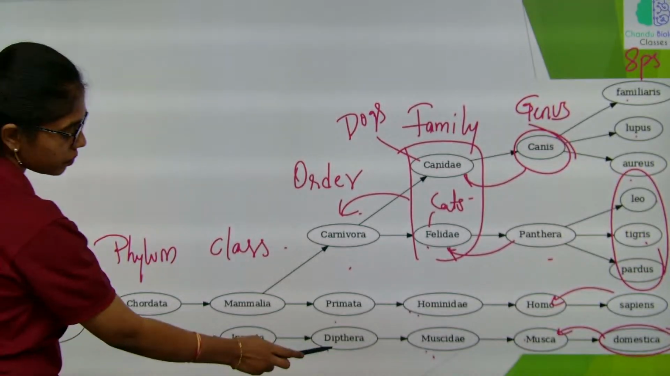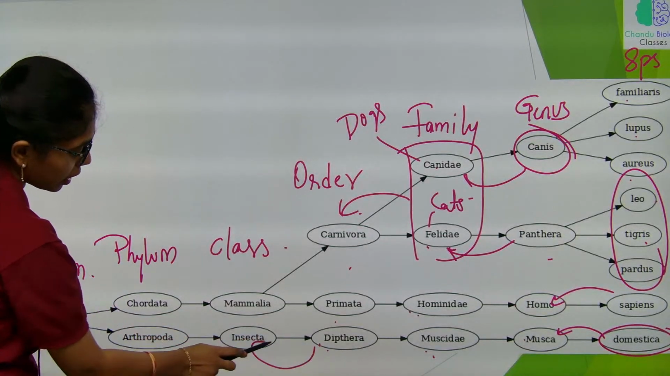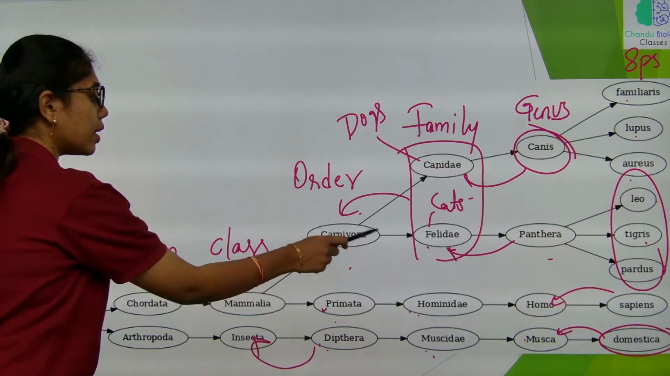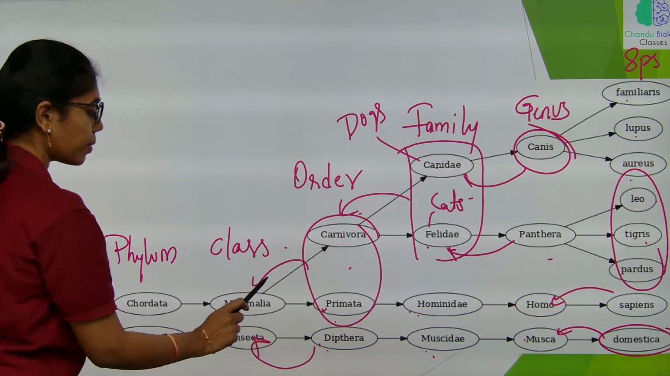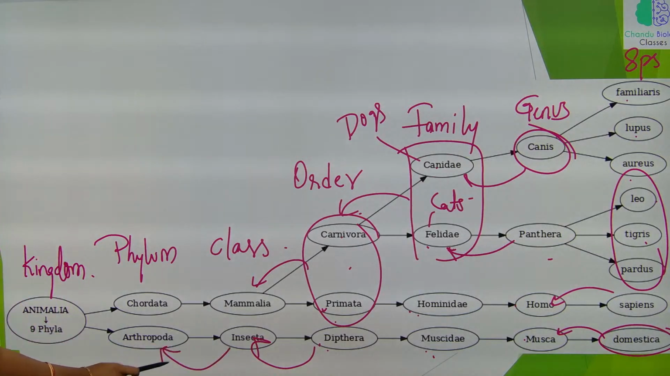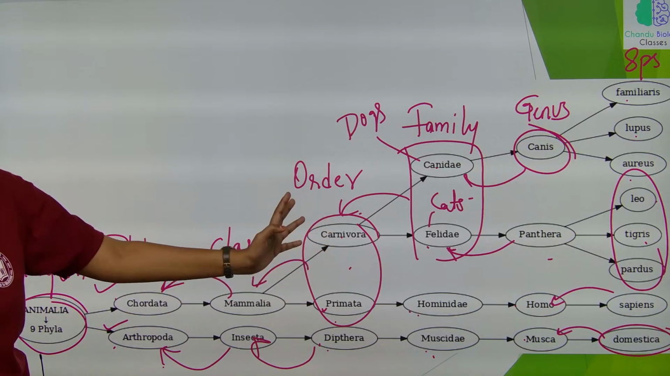Next, Diptera belongs to the class Insecta. Primata and Carnivora, both orders are included under the same class, that is Mammalia. Then insects belong to Arthropoda, mammals to chordates. So, both chordates and non-chordates belong to the kingdom Animalia. So, this flow chart is clear now ma'am, easy to remember.